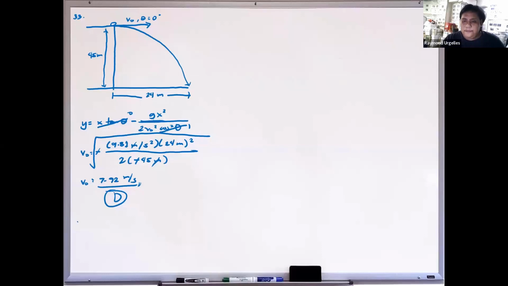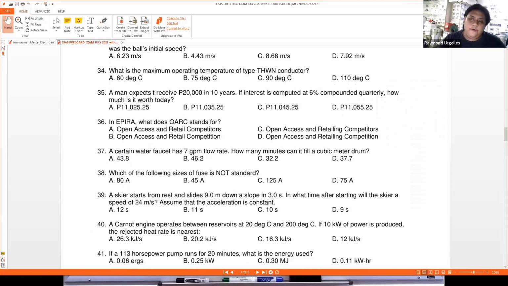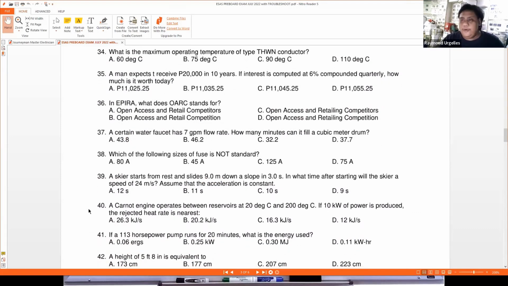Next, number 34. So number 34, maximum operating temperature of type THWN conductor. Right? So for these designations, there's a T, there's an H, for thermoplastic. One of the indicators here is the H. Okay? Because the H relates to heat.